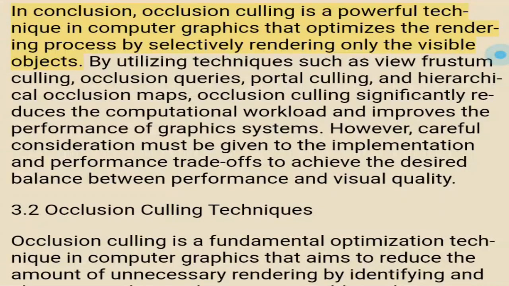In conclusion, occlusion culling is a powerful technique in computer graphics that optimizes the rendering process by selectively rendering only the visible objects. By utilizing techniques such as view frustum culling, occlusion queries, portal culling, and hierarchical occlusion maps, occlusion culling significantly reduces the computational workload and improves the performance of graphics systems. However, careful consideration must be given to the implementation and performance trade-offs to achieve the desired balance between performance and visual quality.